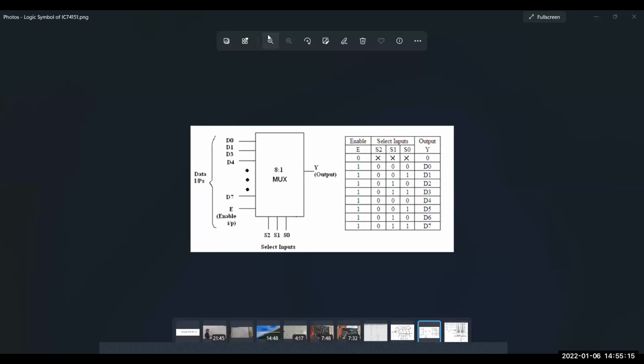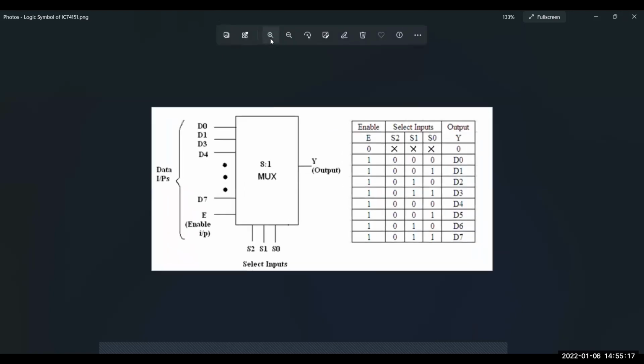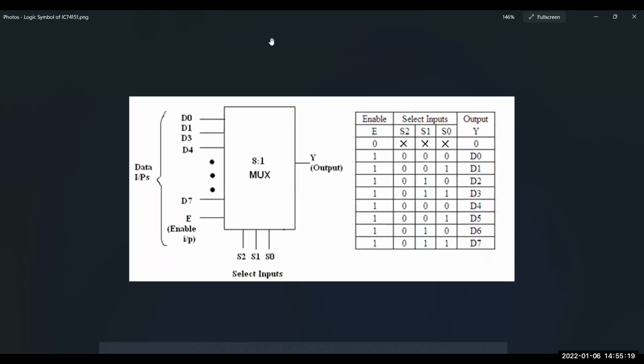Okay. So I think now you are watching the 8:1 mux. The screen is visible for all of you? Yes or no? Yes. Okay. So this is an 8:1 mux.